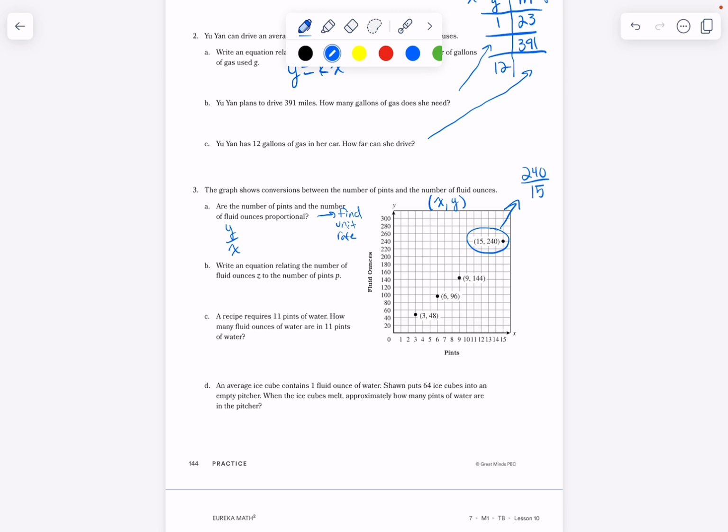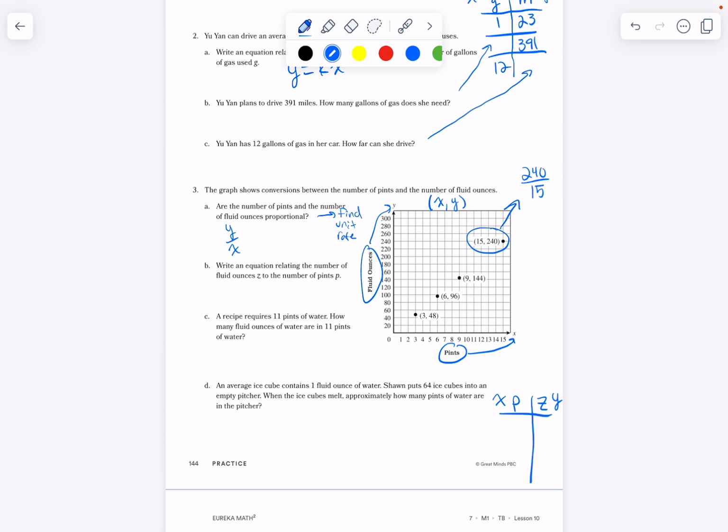You need to write an equation here. I would make a table. It's going to help you. So making your table here, don't forget to label your table. You have X and you have Y. The pints is on the X axis here, so it's going to be a P here. And then the fluid ounces is on the Y axis. And I believe they use a Z for that, so we'll put a Z right there. I know it's a little confusing down there.